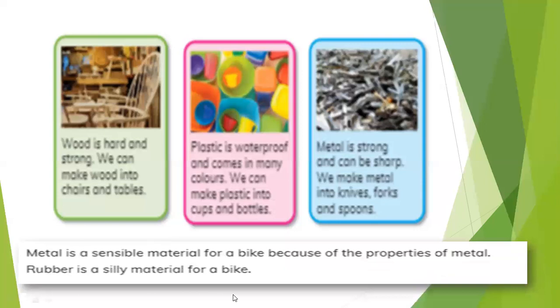Metal is a sensible material for a bike because of the properties of metal. Rubber is a silly material for a bike. Yes, when we are making bikes or cars, we use metal because we want our transport to be strong. If it is made of rubber, that will be a silly material and it cannot be safe or strong.